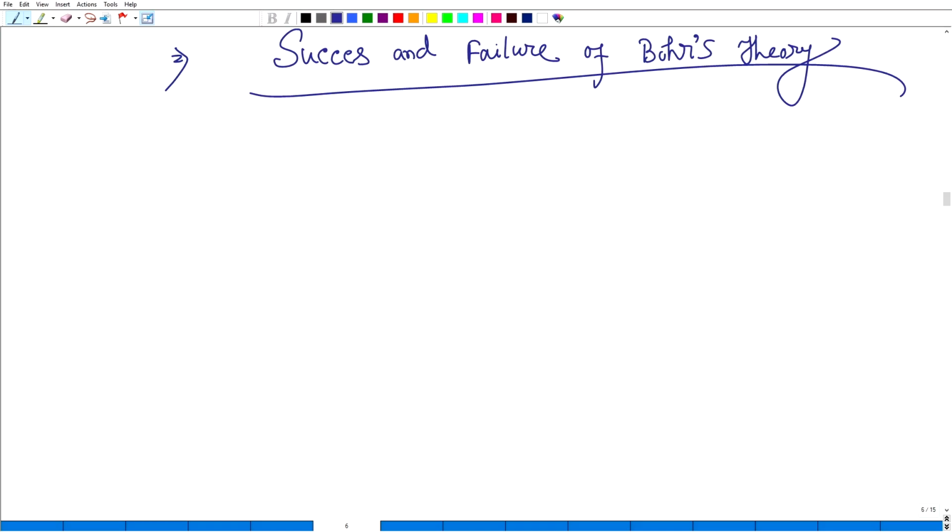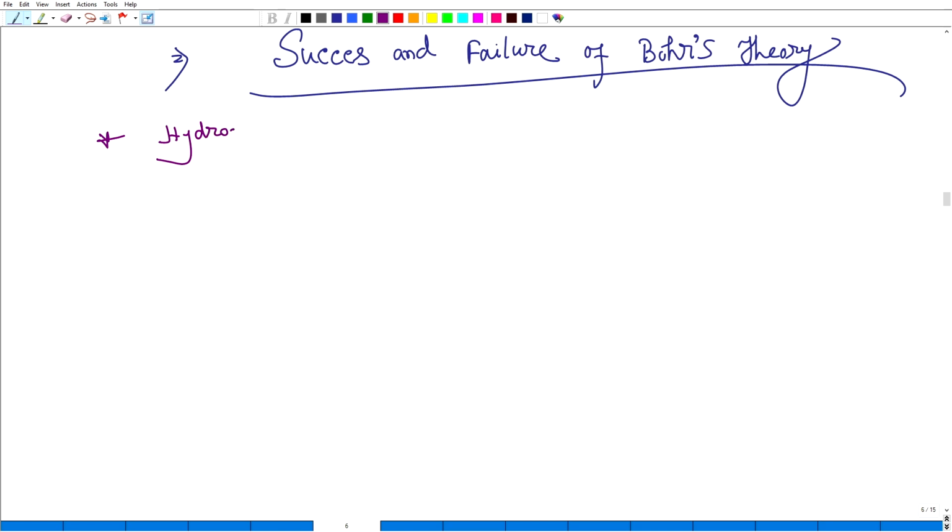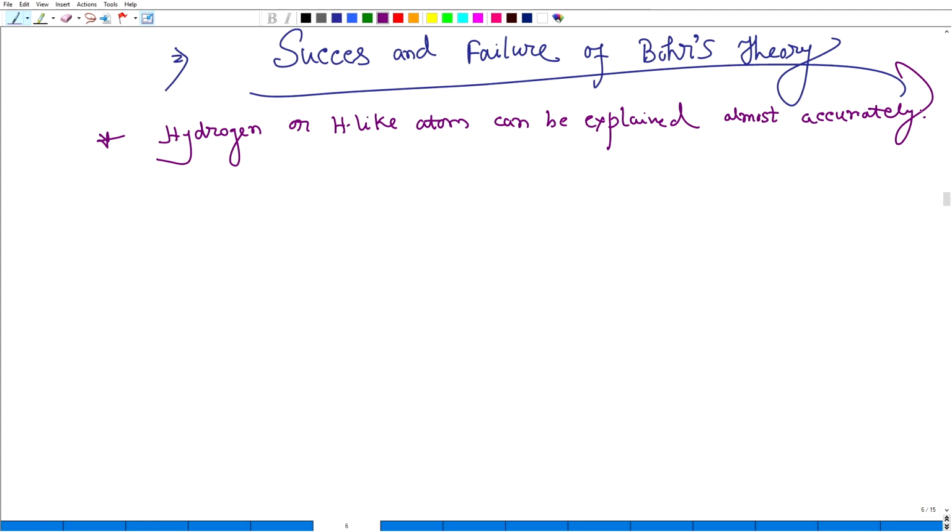So that is very important because we have studied this Bohr atomic spectrum for the last few classes. So the first point is, with this Bohr atomic theory, or Bohr's quantum theory, we can say the spectrum of hydrogen or, very importantly, hydrogen-like atoms can be explained almost accurately, as we have seen. What is a hydrogen-like atom?